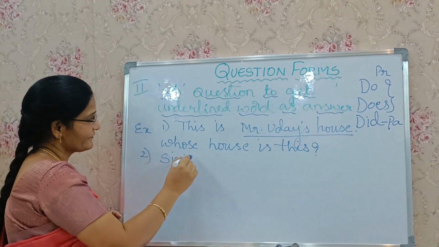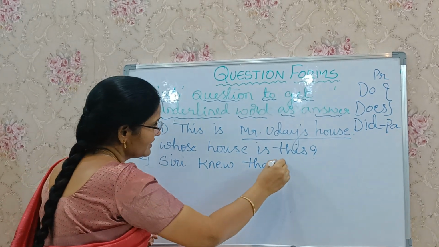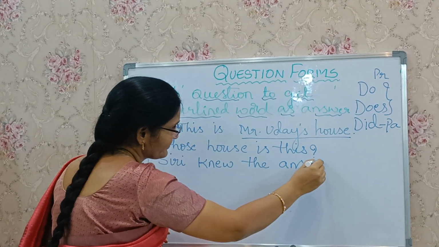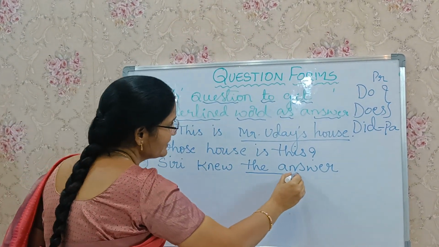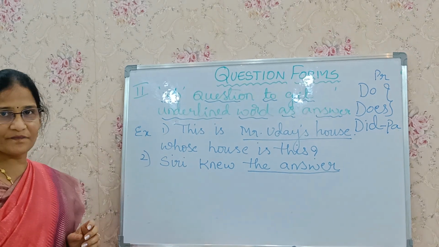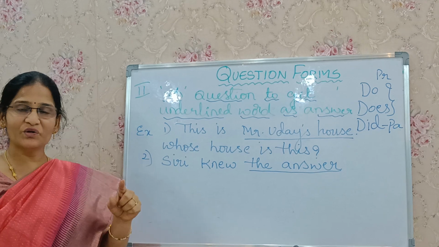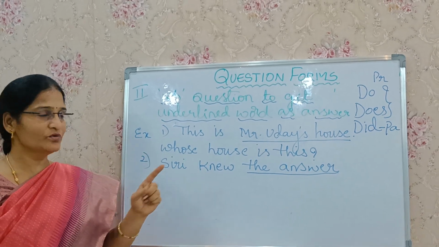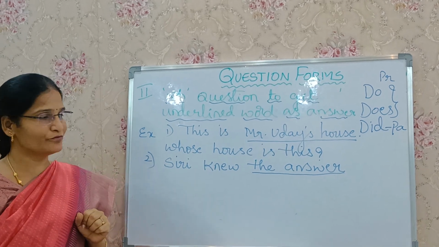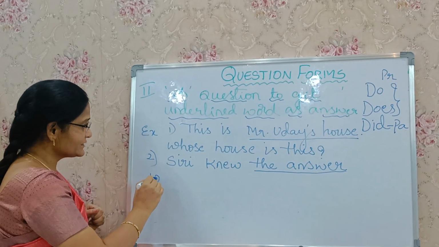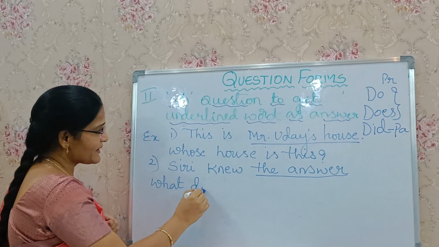Siri knew the answer. I underline the phrase here, the answer. Now how can we frame a question? Look at the verb again. The same thing what I told you, the right form of do, the same thing applies here. Knew is the past form of the verb. So here you can use the word what, and here it is past.